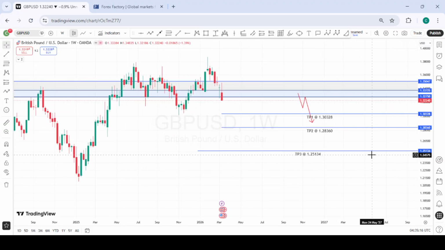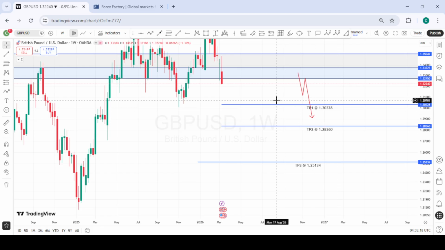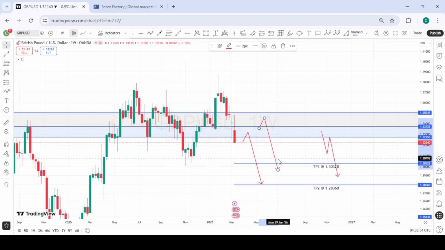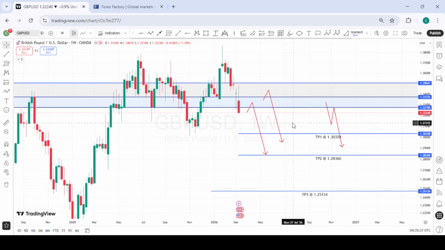We have here GBPUSD. GBPUSD has also shifted bearish on a weekly and daily perspective. So what we'll be waiting for is a pullback into the first area of interest and look for selling opportunities to the downside. Should price pull back a bit higher into the second zone above, we'll still be interested in taking the sells from here to the downside.